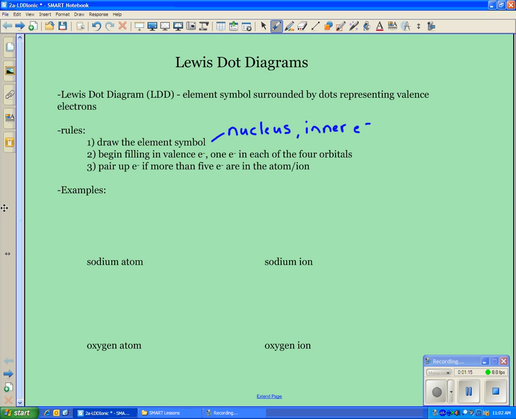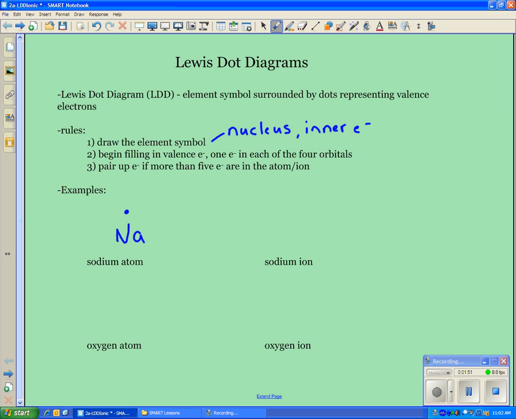Let's look at a few examples. First one we're going to look at is the sodium atom. So we want the element symbol, Na, and that represents the nucleus and the inner electrons. To determine the number of valence electrons, go to your periodic table and look at the very top and find the group number. The group number will tell you the number of valence electrons in any atom. So for sodium, group number 1, we can draw the 1 valence electron in any of the 4 orbitals. It doesn't matter which one you put it into.